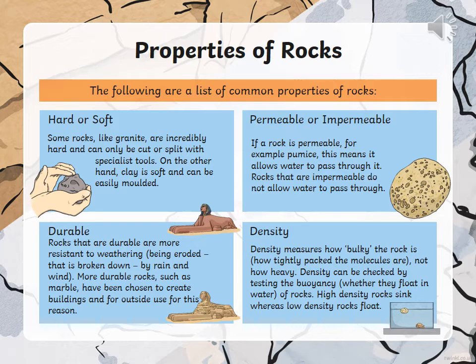The last section is density. Density measures how bulky the rock is, not how heavy, but how close all of the little bits, all the little molecules are packed together. Density can be checked by testing the buoyancy, whether or not they float in water. So high density rocks sink, whereas low density rocks float. Do you have any rocks that float in your collection?